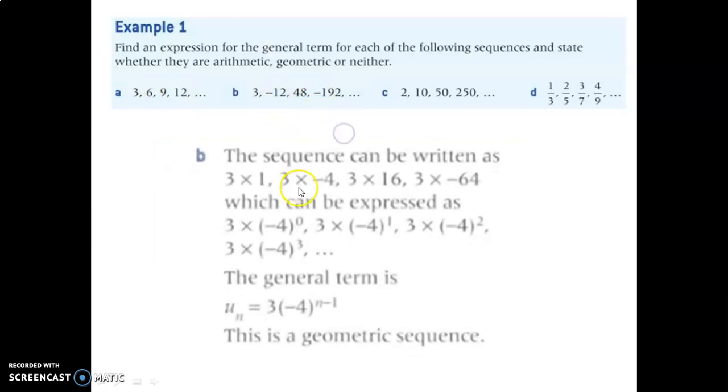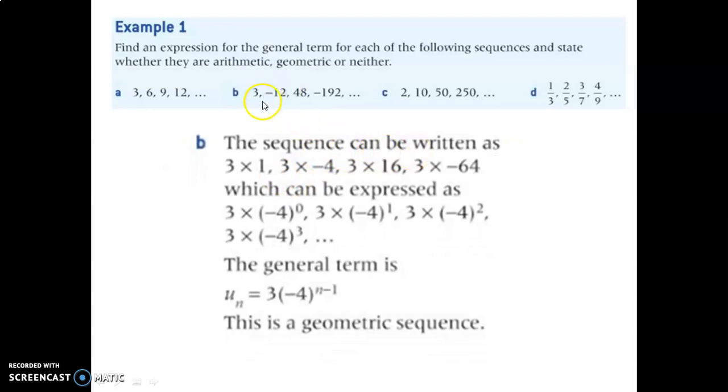Okay, check your work for B. In this sequence, the first term can be created by doing 3 times 1, the next one by doing 3 times negative 4, the next value 48 by 3 times 16, and the last one here by 3 times negative 64. Again, we can see the 3 appearing every time, but the second number is a 1, and then a negative 4, and then a 16. So how do we get those numbers?